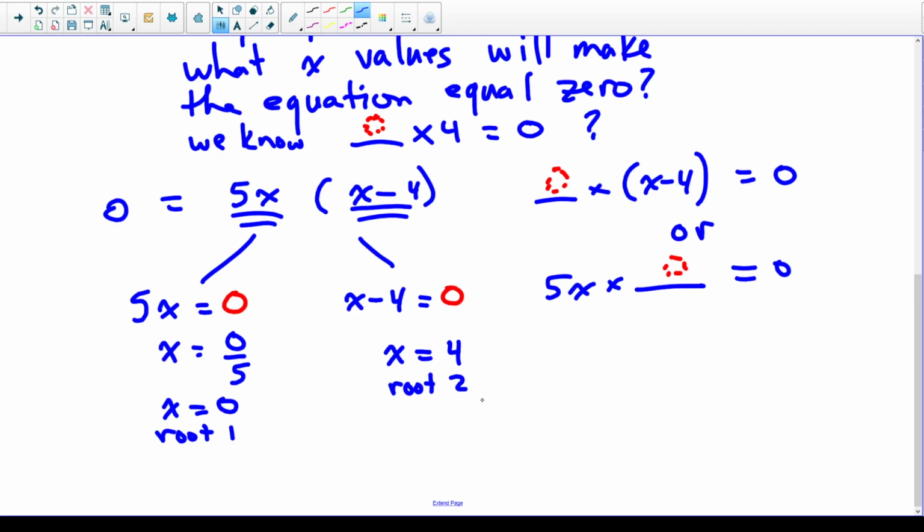And that's how you find your roots. You take your factored equation, you split it up as the two things that are multiplying. You've got 5x that's multiplying, and you've got x minus 4 that's multiplying. Make them separately equal to 0, and solve for x.